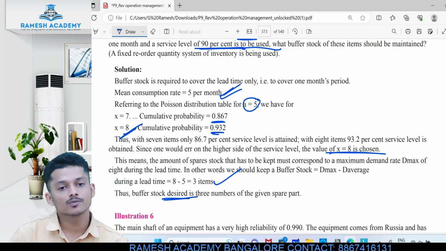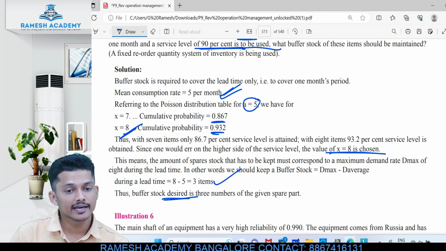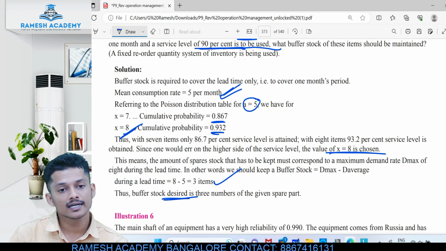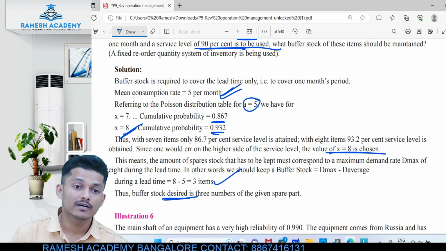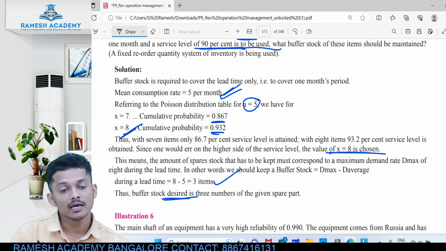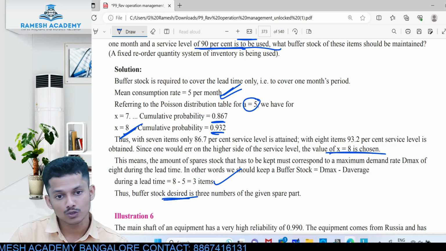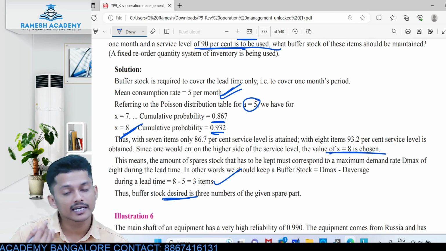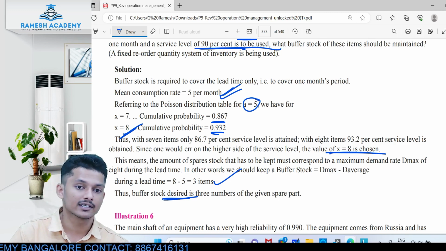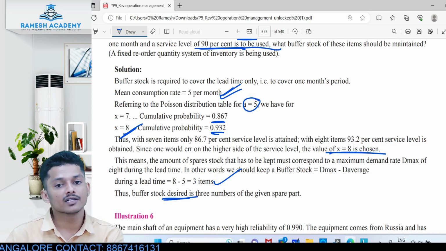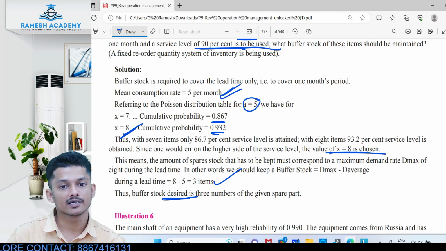They gave 5 items per month and 90%. Go to the Poisson distribution table. Under 5 you check where the 90% is lying between, and of those two terms, whichever is the higher you take. That number minus the per month value they gave, you deduct it. You will get the desired buffer. Clear it is?